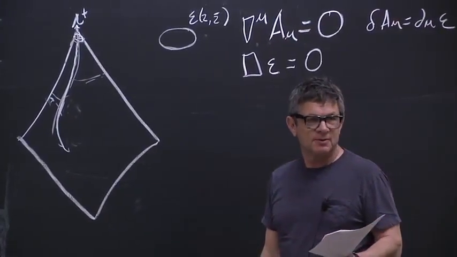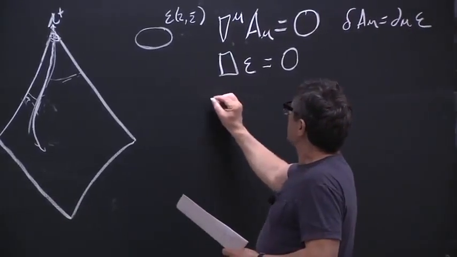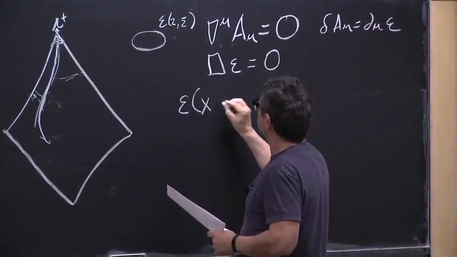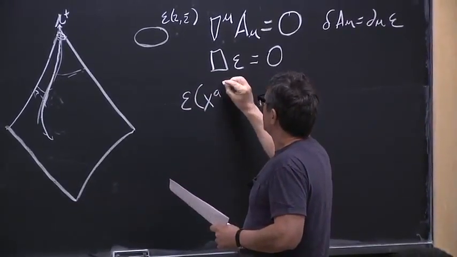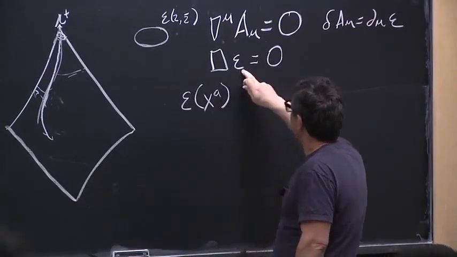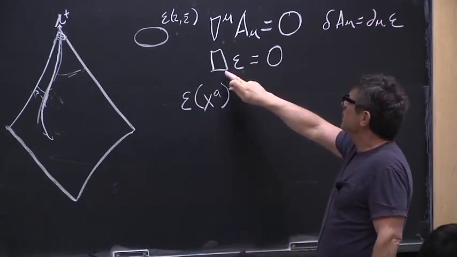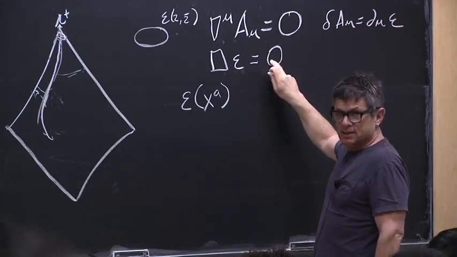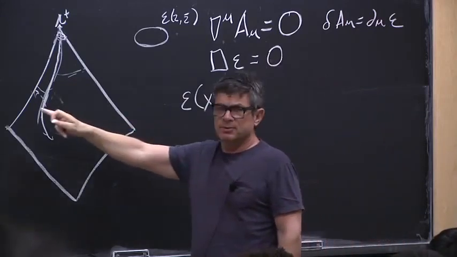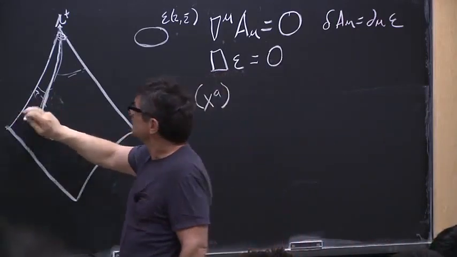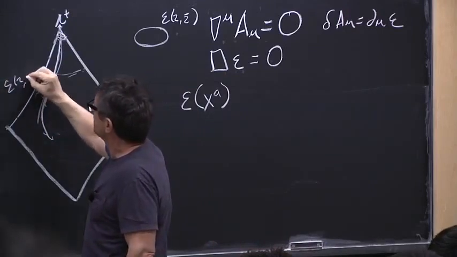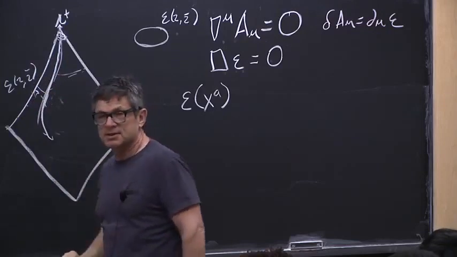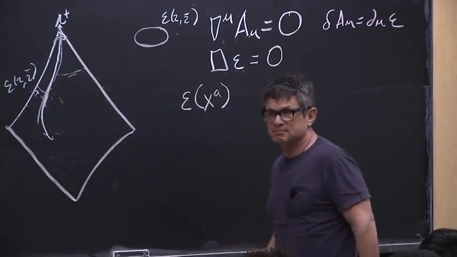Somebody have a question? Oh, okay. So this has a general solution, but we now want to solve this equation with the boundary condition that epsilon approach some epsilon of z, z bar on this boundary, and the same antipodal thing on the other boundary.